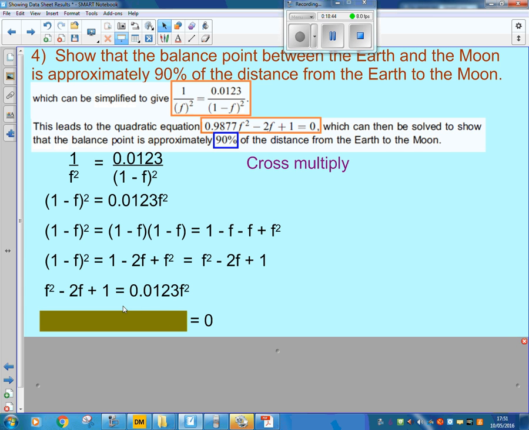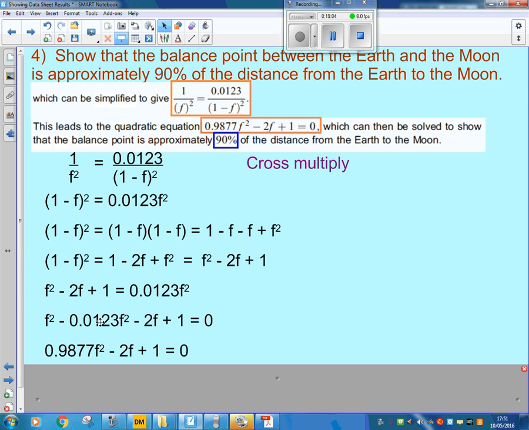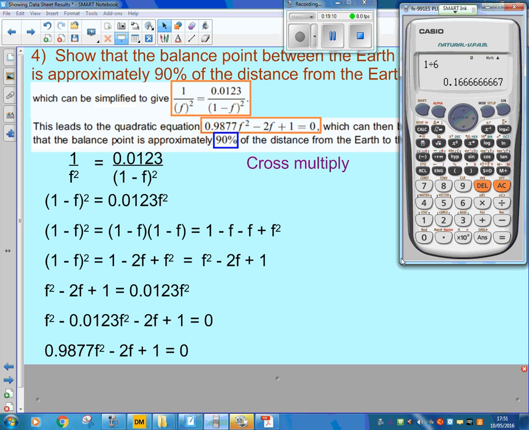Now, it's a quadratic equation, so we want it equals 0 like this. So all we do is subtract the 0.0123 f squared from both sides. So you're left with f squared minus the 0.0123 f squared, minus 2f plus 1 is 0. If I do that subtraction, all I need to do on my calculator is 1 minus 0.0123, and you'll see it comes to 0.9877 f squared. So there's our quadratic equation.